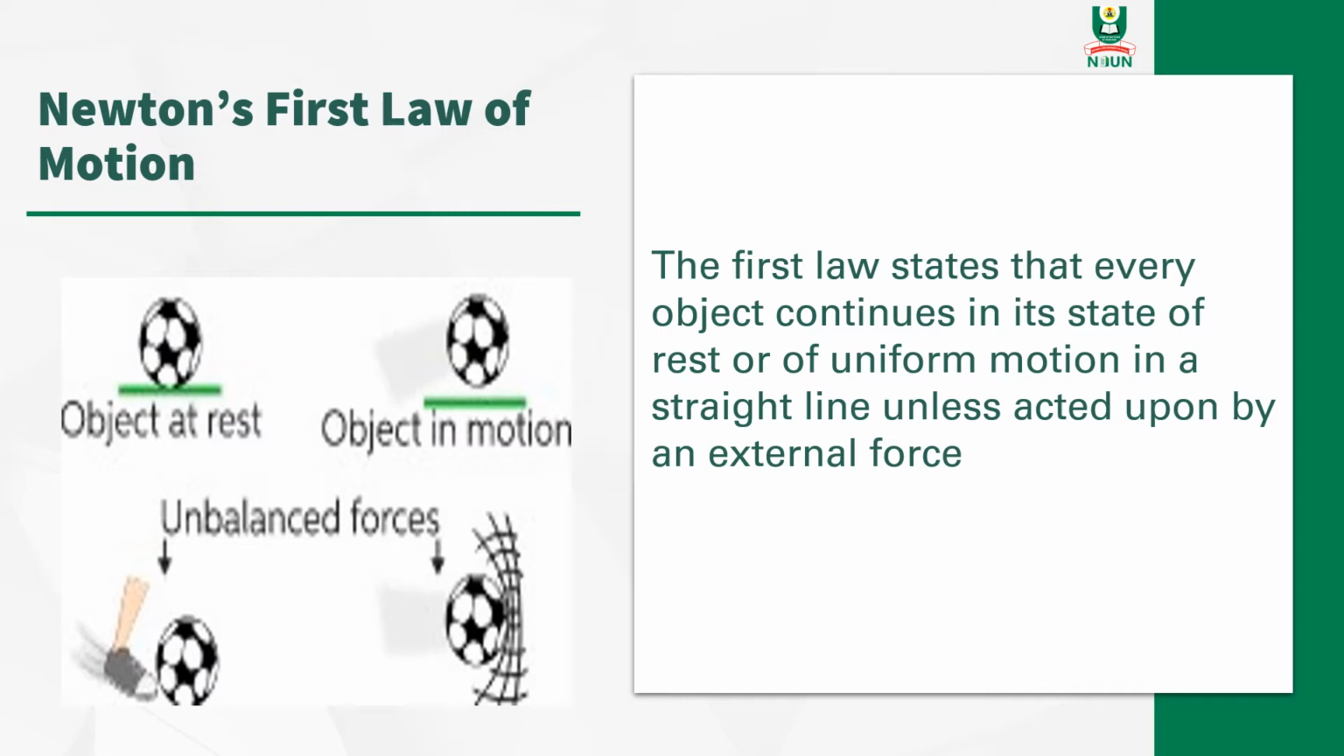So what the law is saying in essence is that when an object is in a state of rest, that object will stay there. It will not move, except if an external force acts on it. That is, if something pushes it, the ball will begin to move. And as the ball is rolling, if there's no obstacle along its way, that ball will continue to roll from here till infinity. That is what the law is saying. So we call this law the law of inertia.